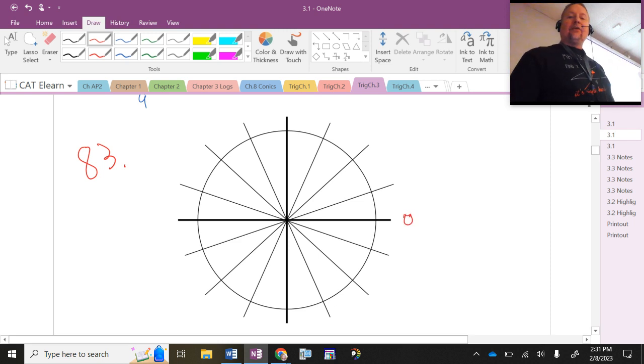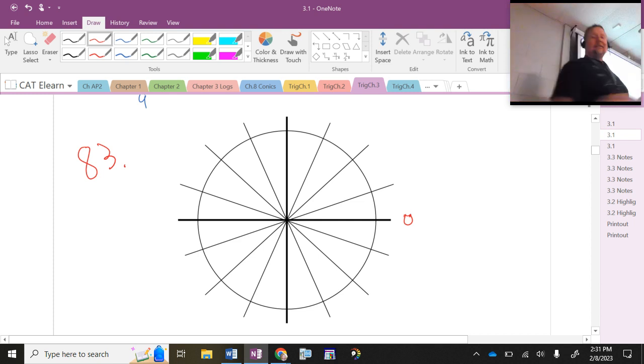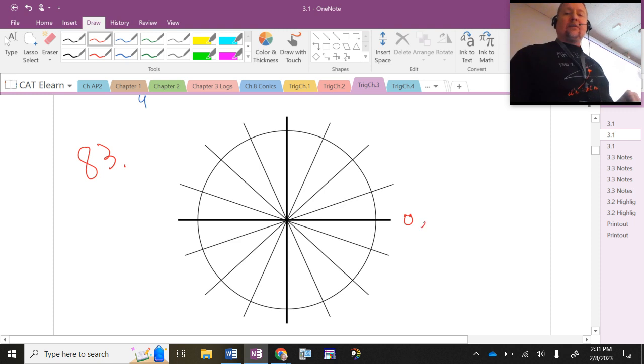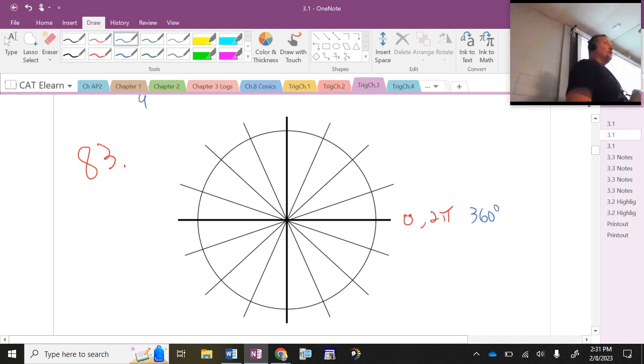Like this is 0 radians. And then what is this in degrees? We'll keep radians in red. What did I say a full rotation is in radians? What is this also then? 2 pi. And then I'll go blue for degrees. What is this in degrees, a full rotation? 360. Now I'm going to fill a couple in, and I'll tell you what number 83 looks like.